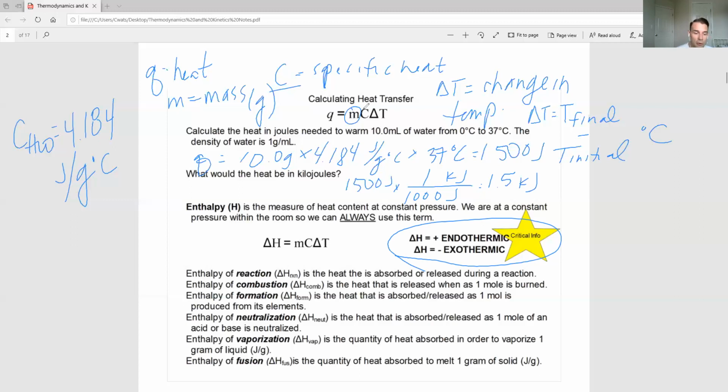So there are different enthalpies that we'll come back to. I'm not going to read these to you because you are more than capable of reading yourself. So we've got enthalpy of reaction, enthalpy of combustion, enthalpy of formation, enthalpy of neutralization, enthalpy of vaporization, and enthalpy of fusion. And we will see most of these again.